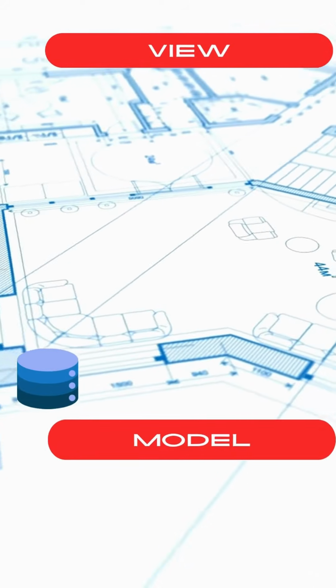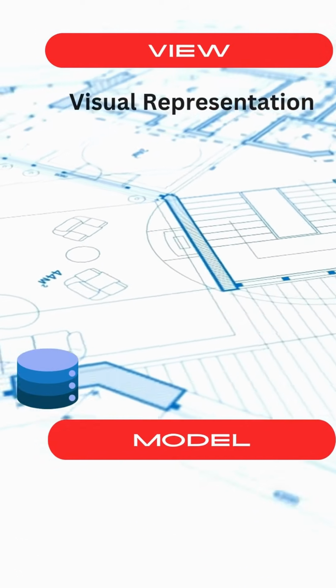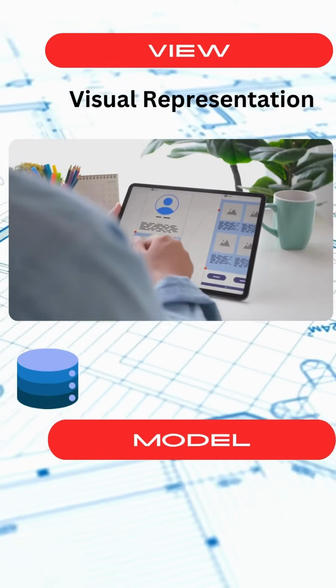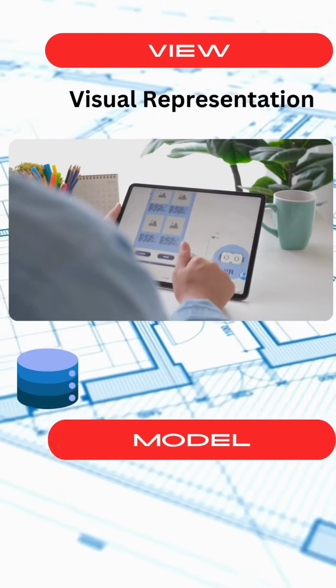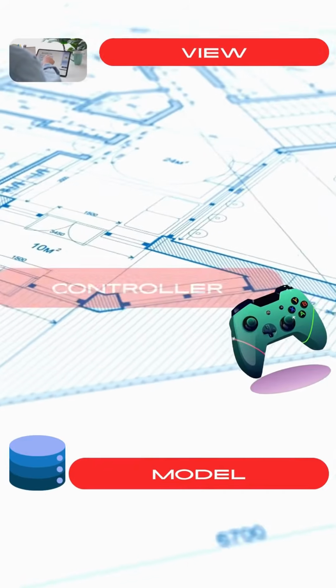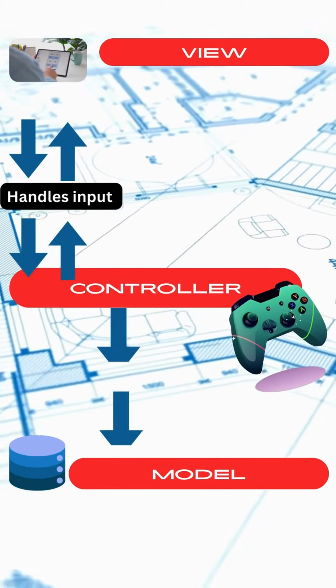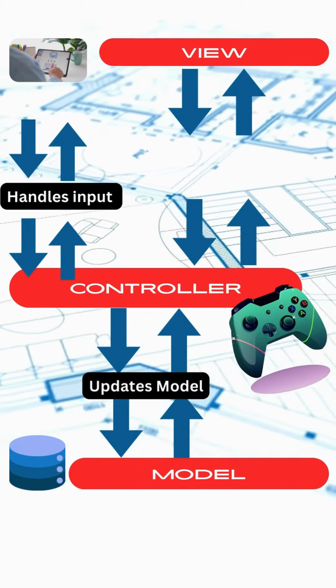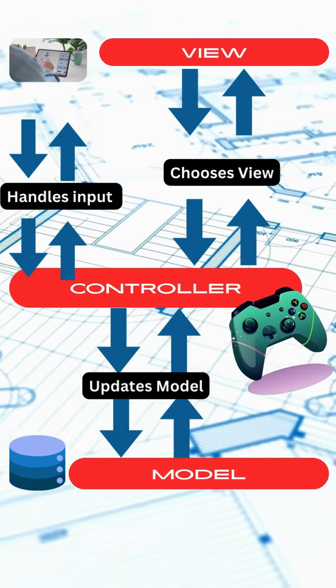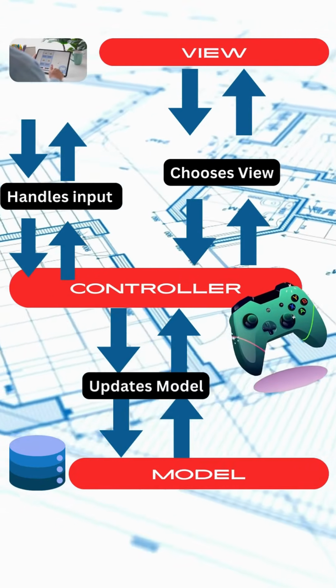Now the view is responsible for the visual representation of that data. It displays the information for the user and allows them to interact with our application. Think of the user interface. Finally, the controller handles the user's input, updates the model, and selects the appropriate view to display. It acts like the intermediary between the model and the view.